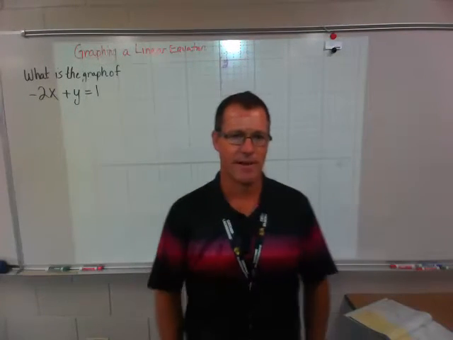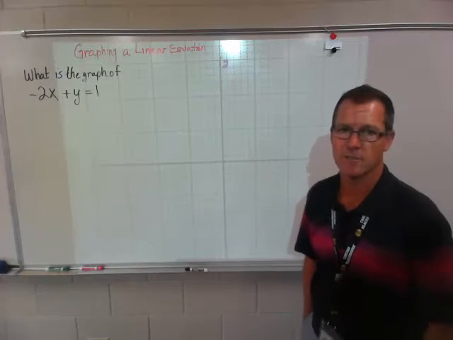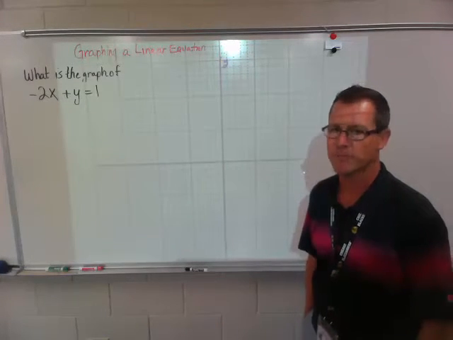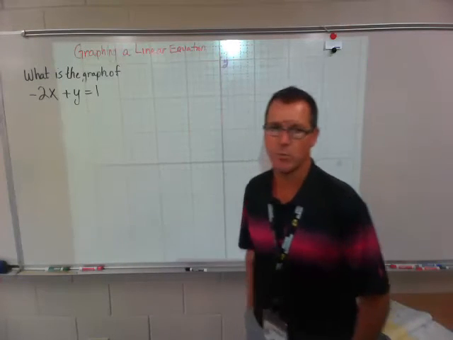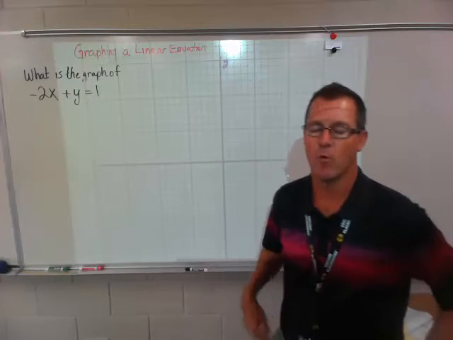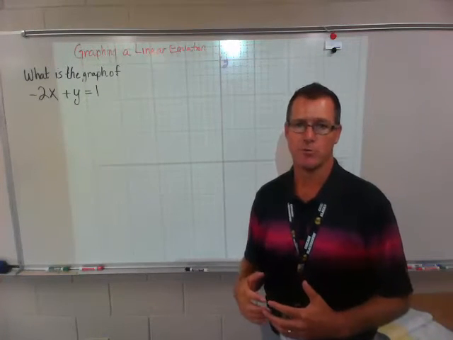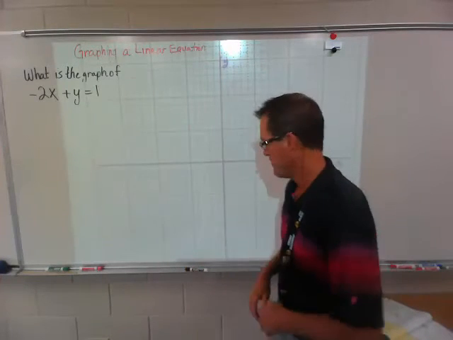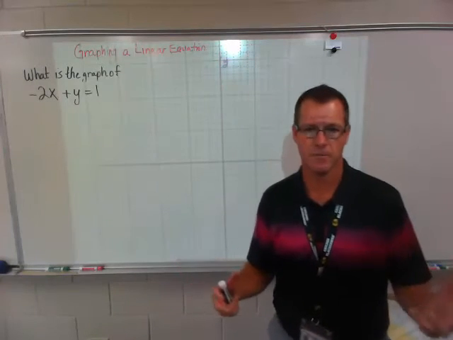All right, so we have our final video of 2.3. The objective is to graph a linear equation. We're given our equation negative 2x plus y equals 1. And what we have to do is think about what we need to know in order to graph this accurately. So we could have 2 points.